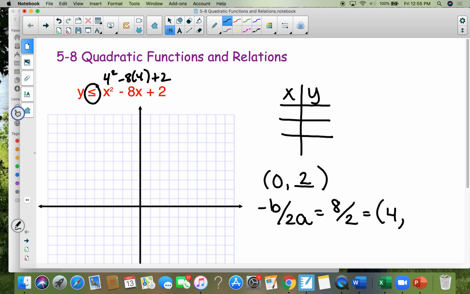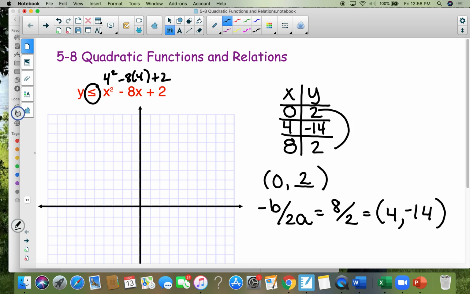16 take away 32 is a negative 16 plus 2 is a negative 14. Remember, the vertex goes in the middle. The 0, 2 is before the 4, so I put it there. The x's are counting by 4, so that makes this an 8, and these two have to match up with each other. So that's everything that we've learned over and over again in 5.1, 5.7, and 5.8.